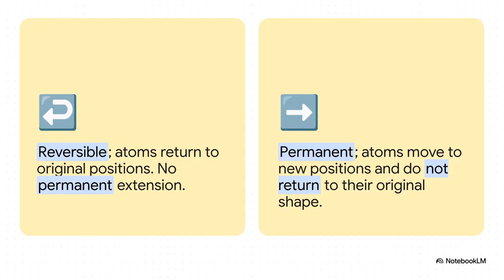So really, the most important thing to remember is this difference right here. Elastic deformation is reversible. It's temporary. The atoms go back to where they started. Plastic deformation, on the other hand, is permanent and irreversible. The atoms find a new place to settle. It's this one difference that decides everything.